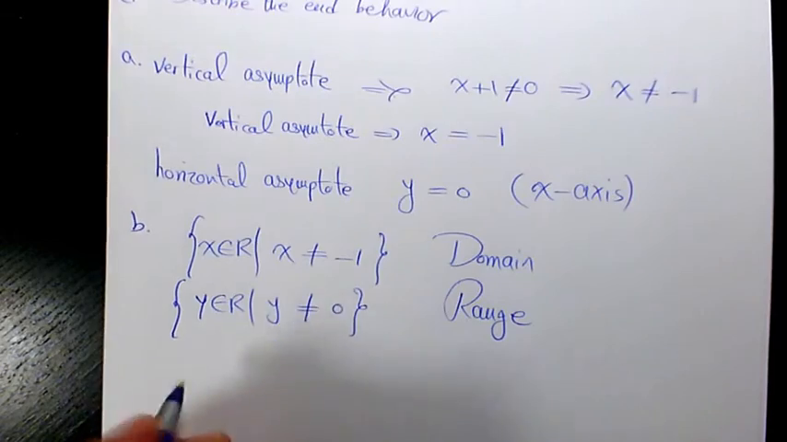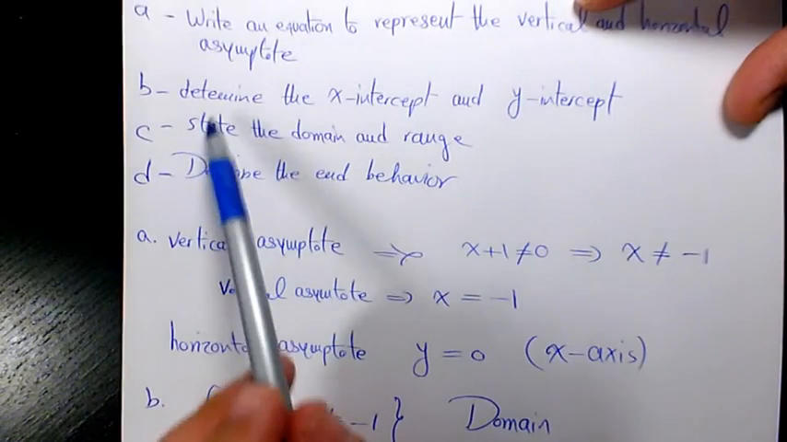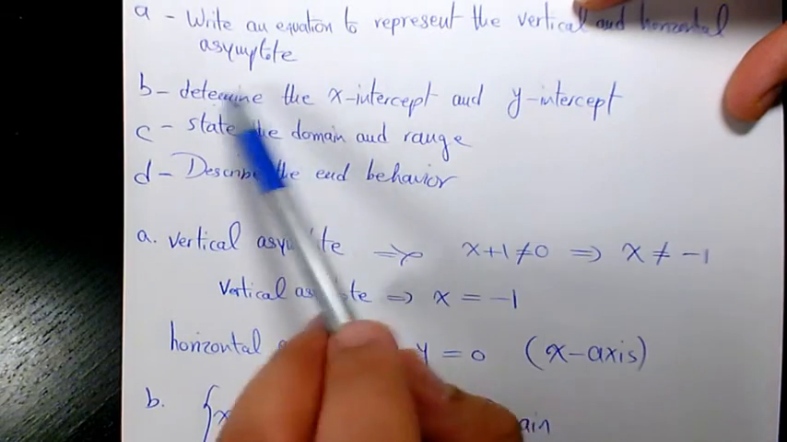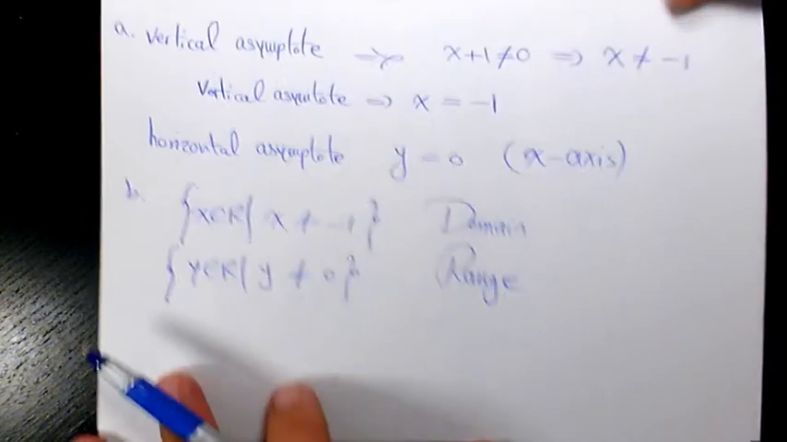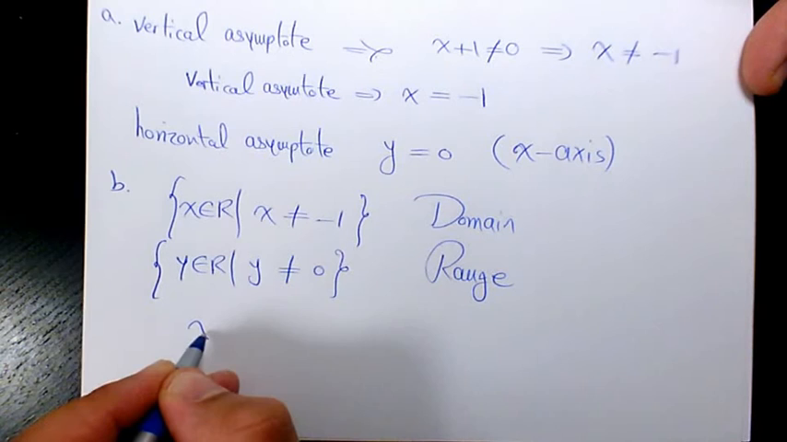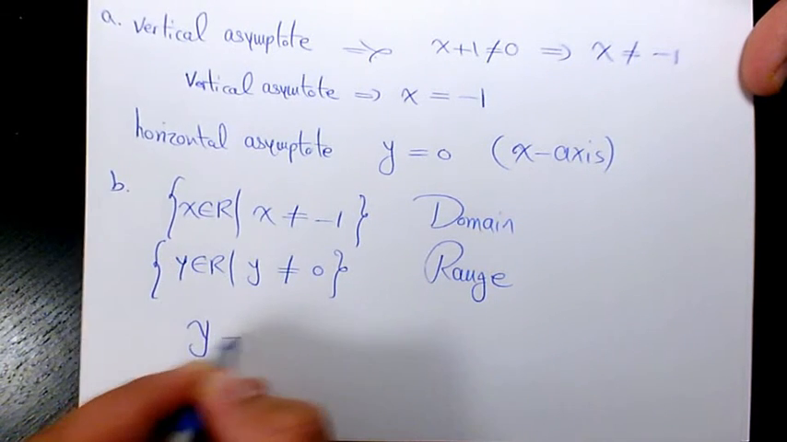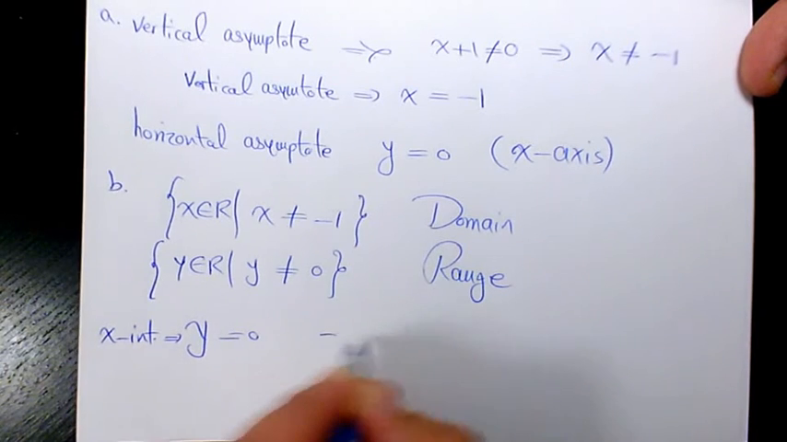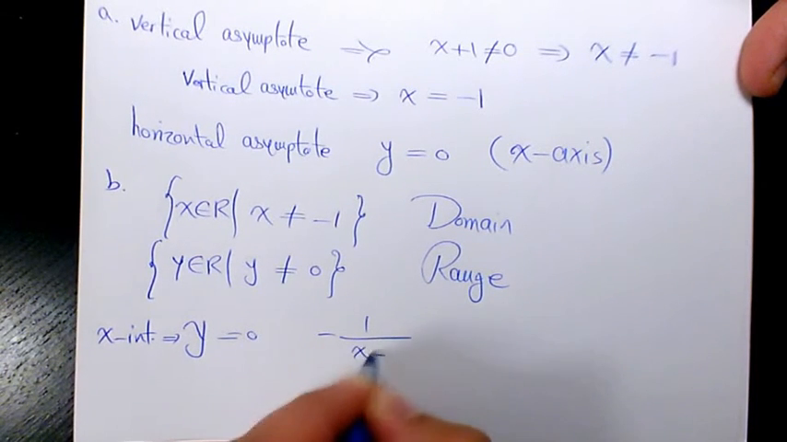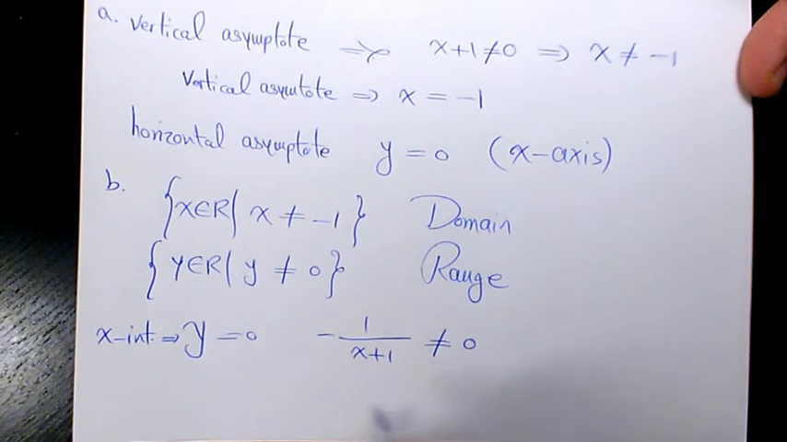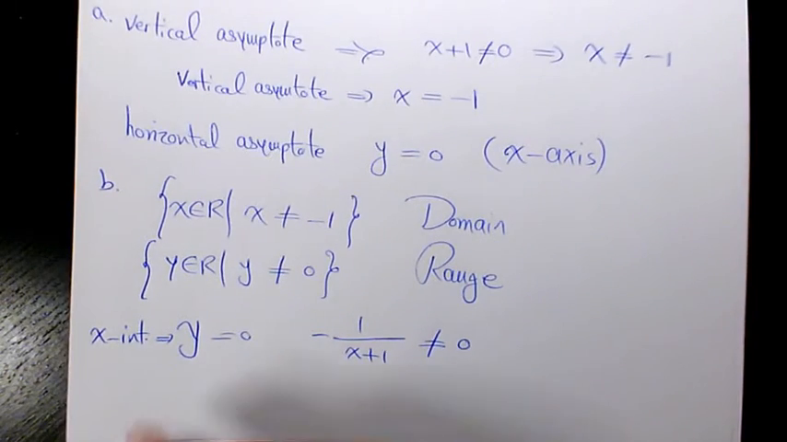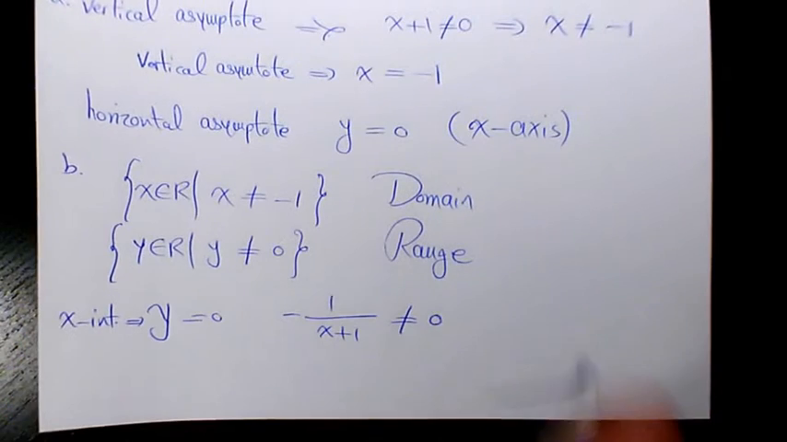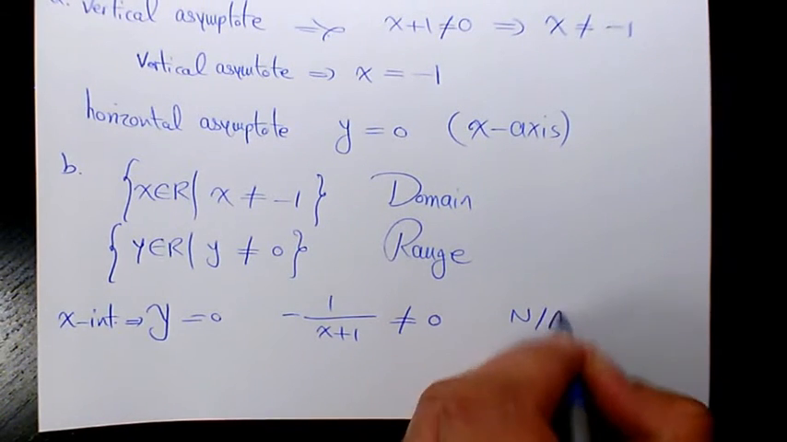Now the x-intercept and y-intercept, I basically skipped this one and I wrote the domain and range. Now let's go back in here. The x-intercept is going to be where y is 0. So the function we have is -1 over x plus 1. It cannot be 0. It doesn't cross the x-axis, or from the function you see that the numerator cannot be 0. So x-intercept: N/A, not applicable.